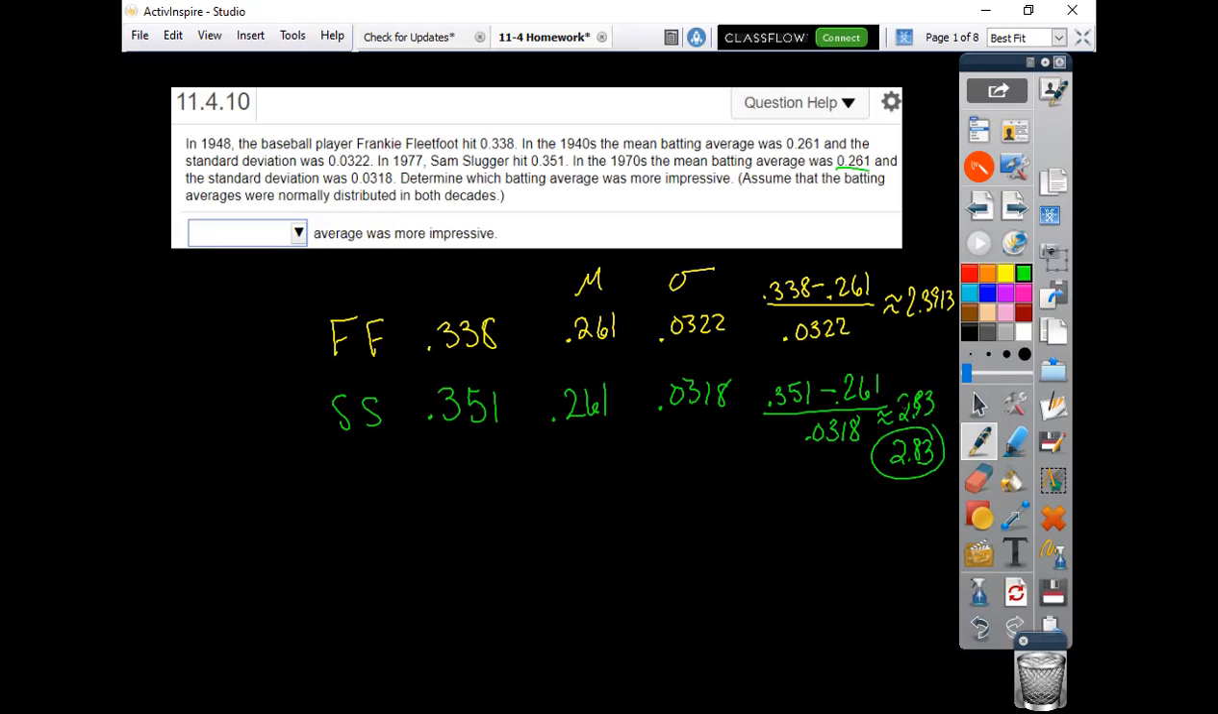So this is better because of the more standard deviations. Remember, these numbers, when you compare them like this, are called the z-scores. We could also look that up in the table to see what those percentiles are.